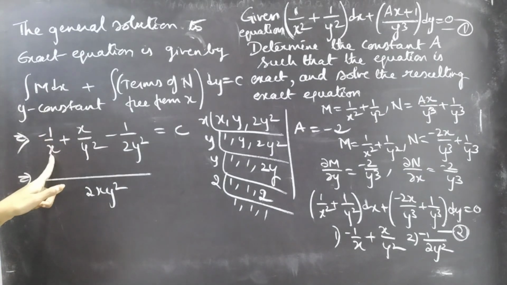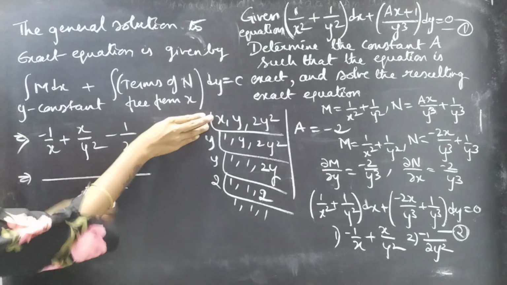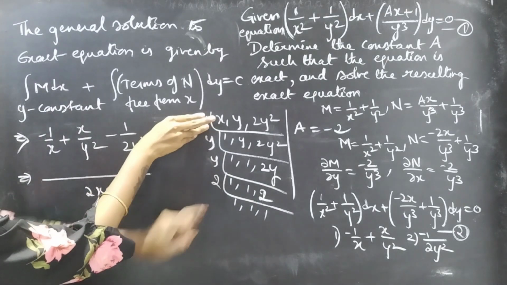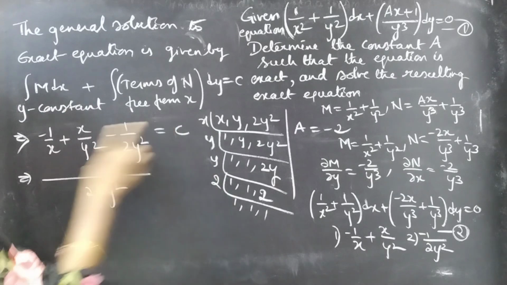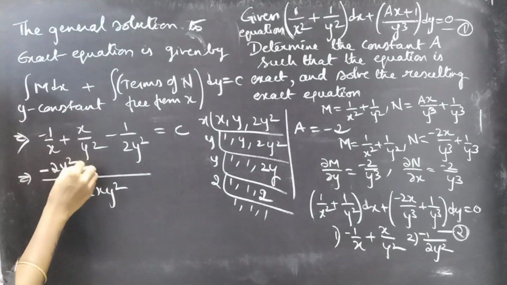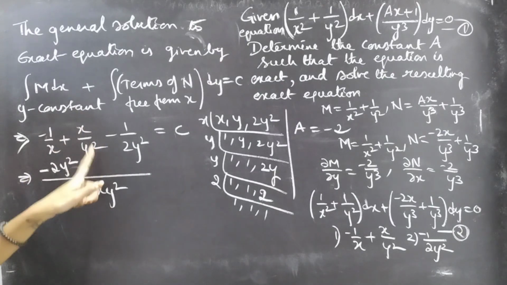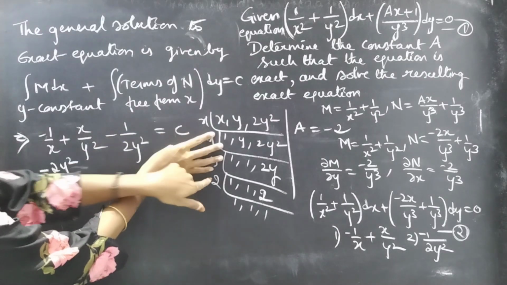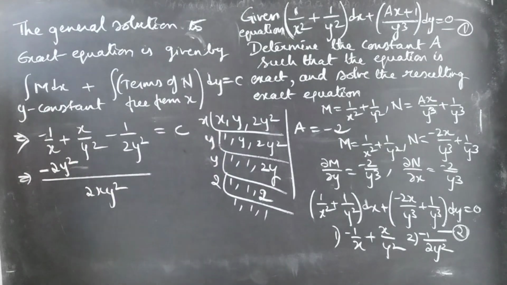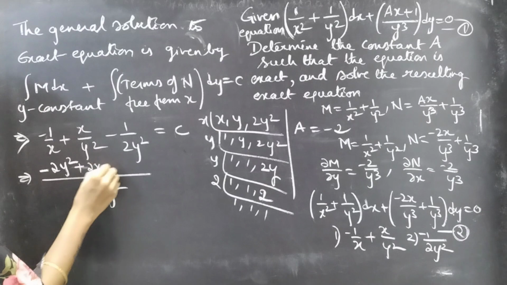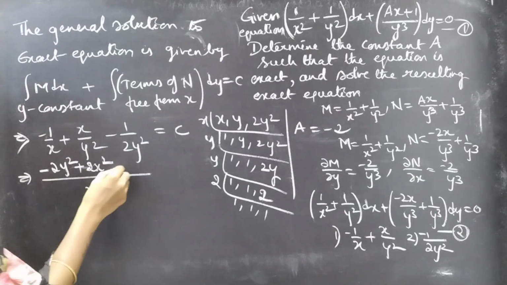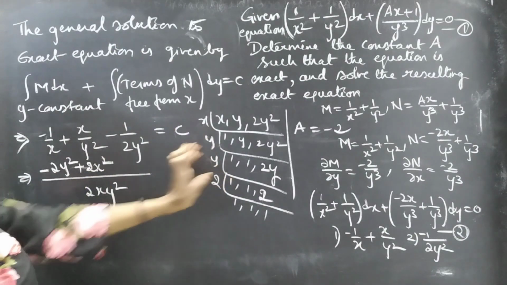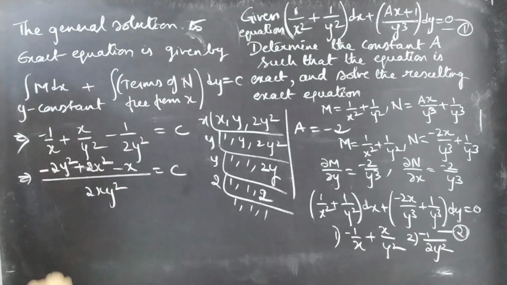In the denominator of the first term we have x, so close this x and multiply this minus 1 with y² into 2. So we get minus 2y². In the denominator of the second term we have y², so just close this y² and multiply x into 2, 2x to this x. Then we get plus 2x². In the denominator of the third term we have 2y², so just close this and multiply this x to this 1. Then we get minus x equal to c.